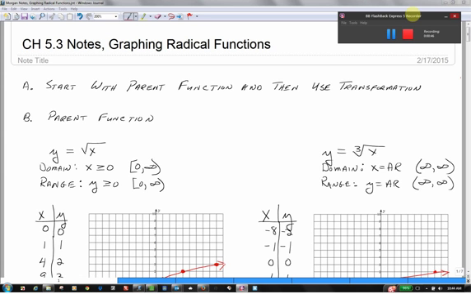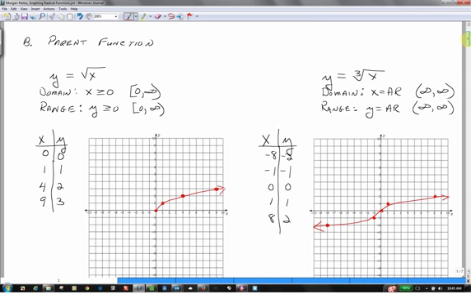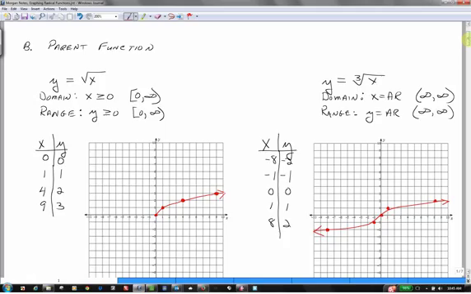I know you can put numbers in a calculator. I know you can make an XY chart. I know you can graph them. So we are going to use the transformation method like we've done before. So remember that when we do the transformation method, we are going to plot the parent graphs, and then we are going to shift them and stretch them.